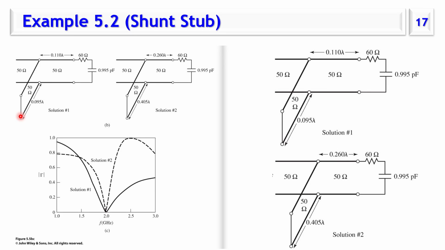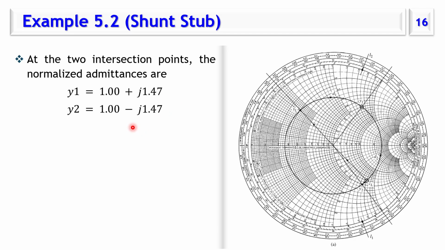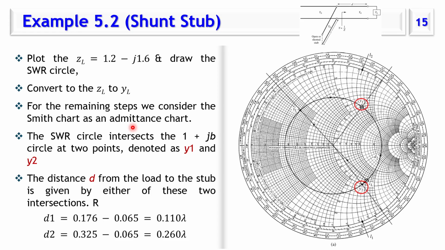For solution number 2, this is how far we go from the load, and this is the length of the stub. So we have those two solutions. For solution 1, we are here. I think there is some mismatch.